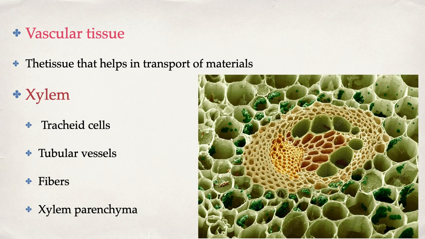And you can visualize both xylem and phloem. The light colored part is called phloem, and the dark brownish or reddish colored part is called xylem in this figure.